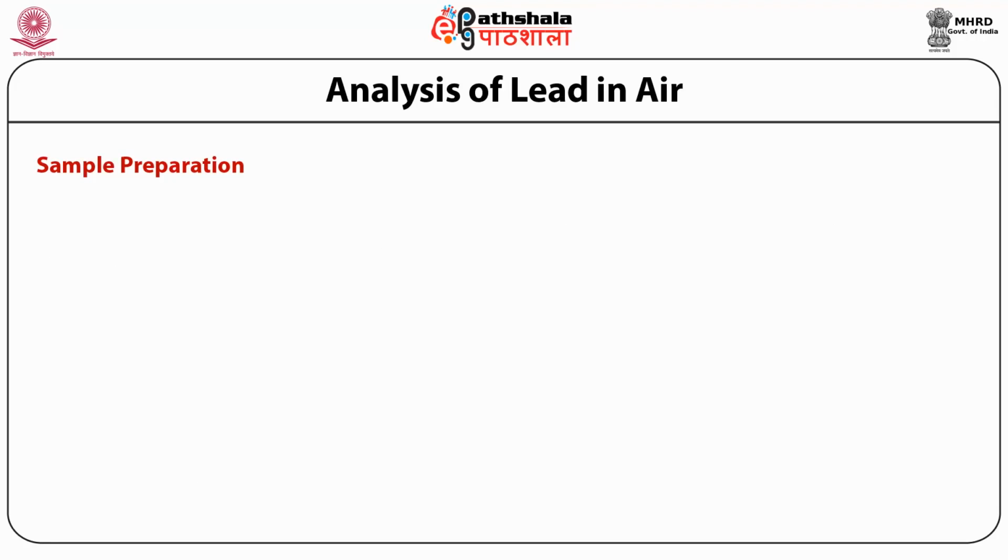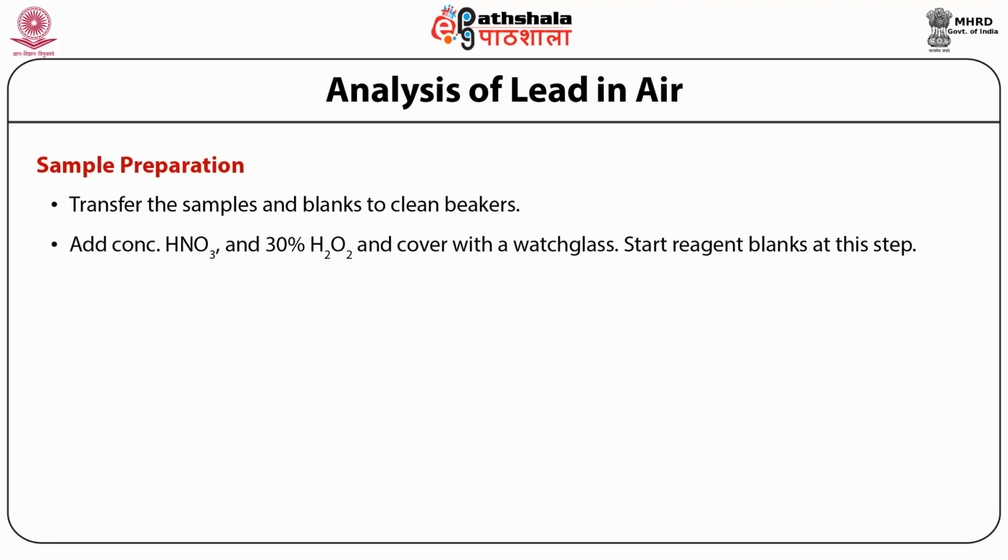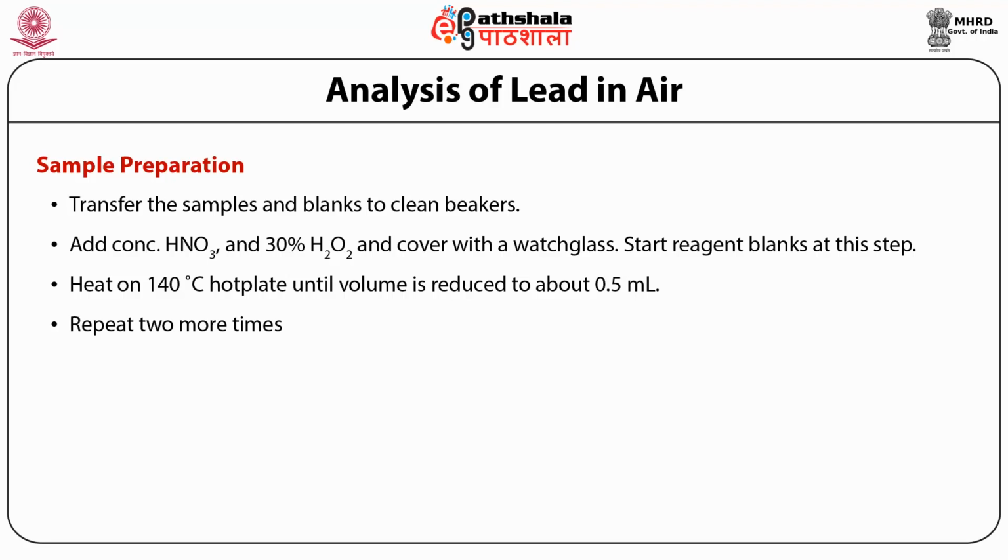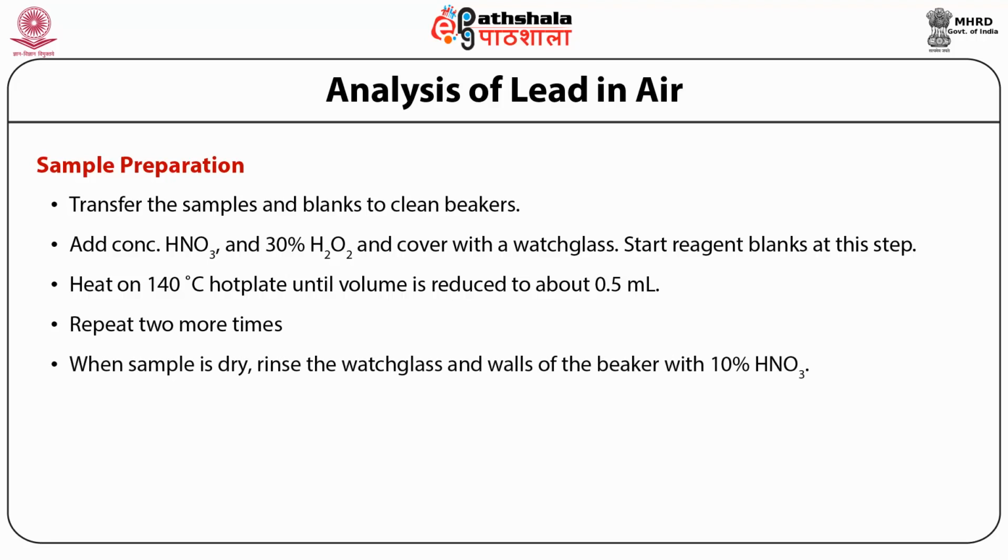The samples are prepared in the following manner. The sample and the blank are transferred in a clean beaker and concentrated nitric acid and 30% hydrogen peroxide are added. It is then covered with the watch glass and start the reagent blanks at this step. It is then heated to 140 degree centigrade and the volume is reduced to about 0.5 ml. The same is repeated twice so that an average of 3 readings can be done. So when sample is dry, rinse the watch glass and wall of the beaker with 10% nitric acid. Allow the solution to evaporate to dryness.